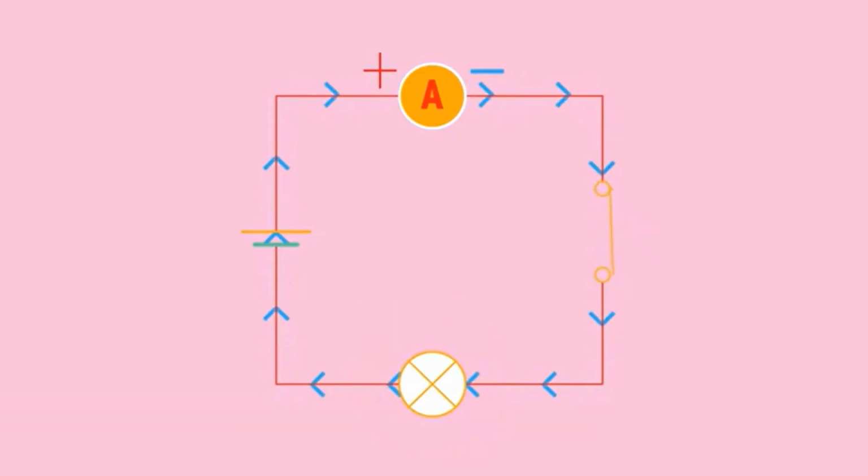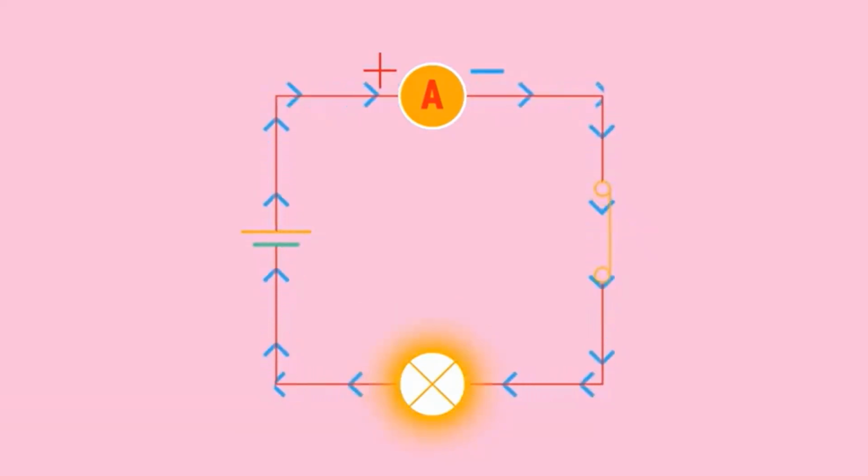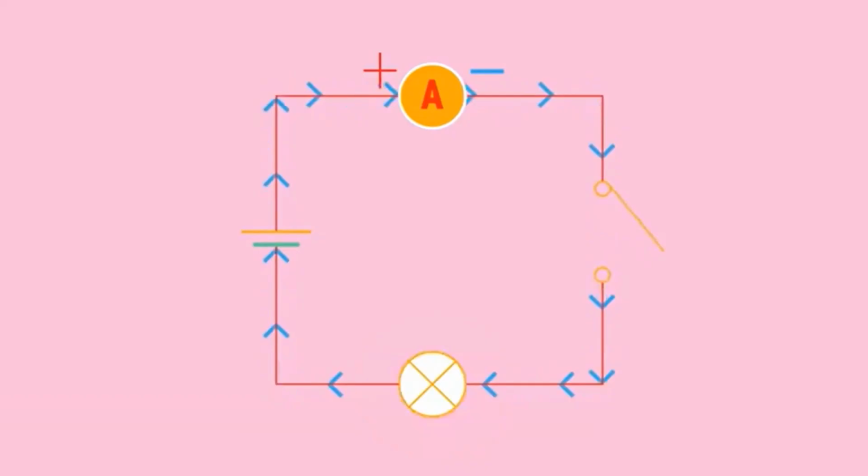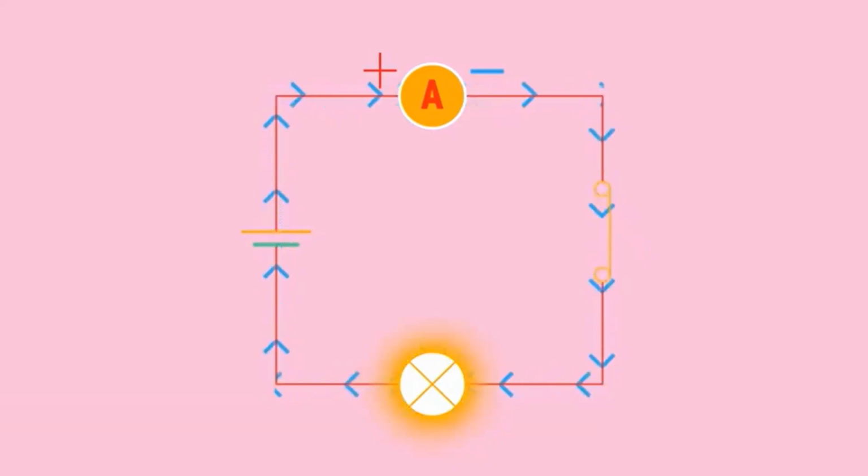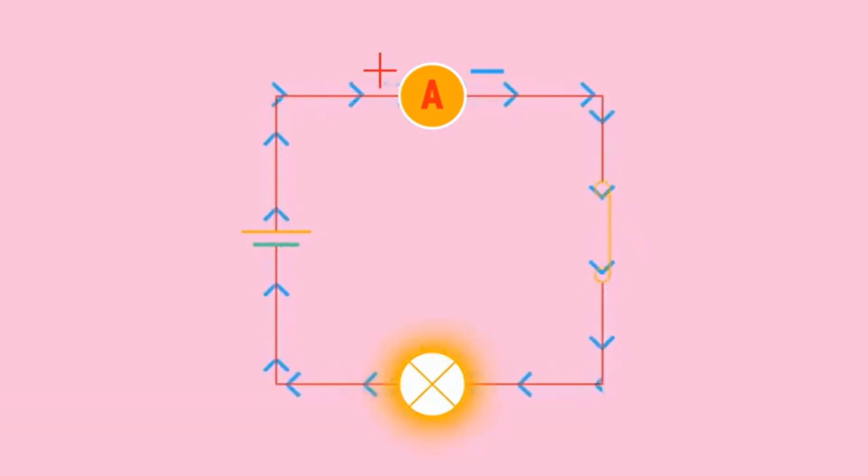In fact, that's how a switch works. To switch an appliance off, we create a break in the circuit to prevent the current from flowing. To switch an appliance on, we close the switch which completes the circuit and so allows the current to flow.